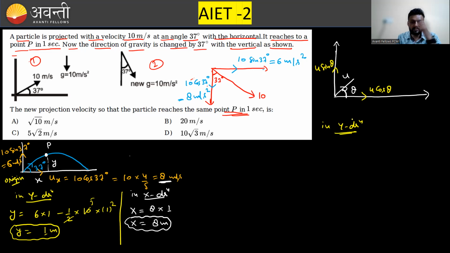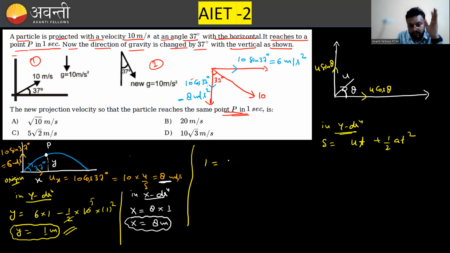In y direction, if I apply, what is the equation? I am writing the equation as s equals ut plus half at square. This is the standard equation of kinematics, the second equation of kinematics. Now the displacement must be the same as the previous one, because it is going to reach the same point. So displacement is again y, and y is 1. So 1 is equal to initial velocity, u sine theta, time is again 1 second, no problem.